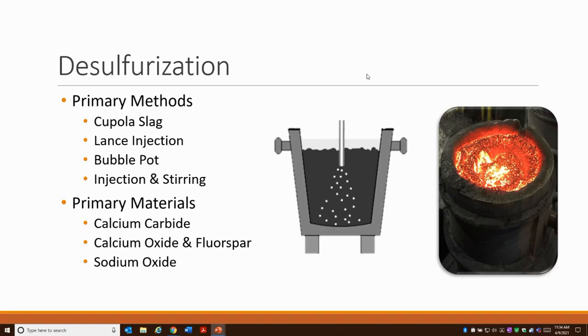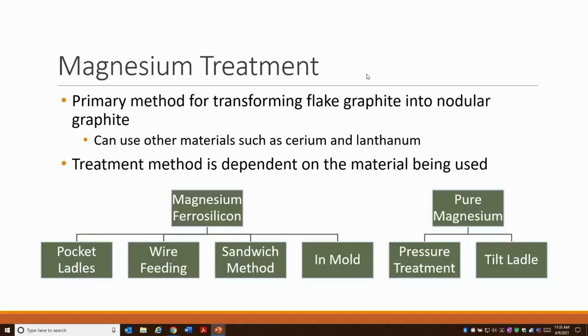And the picture on the right here, this is a picture of our manufacturing process. We use calcium carbide and the injection and stirring method, and it produces a lot of slag that we have to remove before we make our castings.